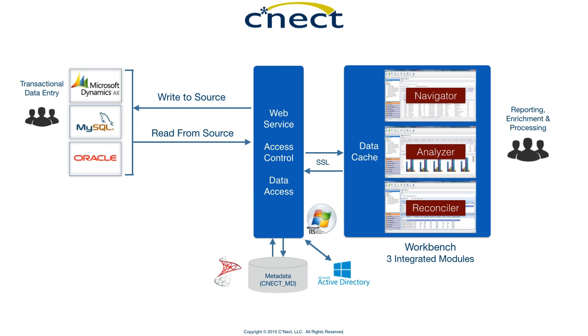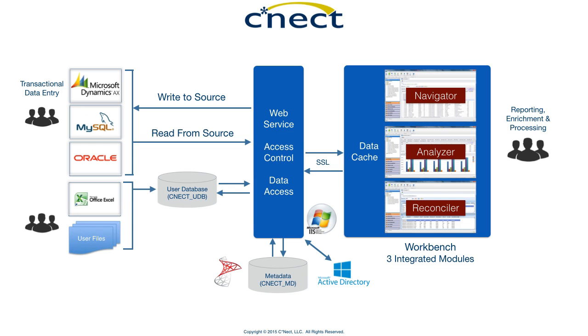The last part of the platform that we're covering in this video is what we call the UDB, or user database, where end users can upload and store data for use in the Workbench. This comes in handy if the source systems you're working with need to have data staged or if you have an ad hoc need to create and store a new data set. One last thing to mention, if there is a need to get data out of CNect, it can be exported to Excel, PDF, or text files.